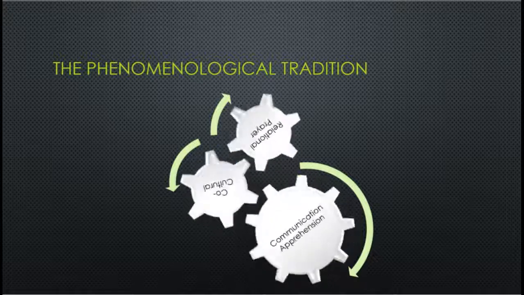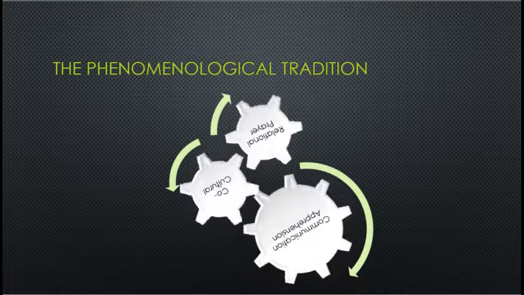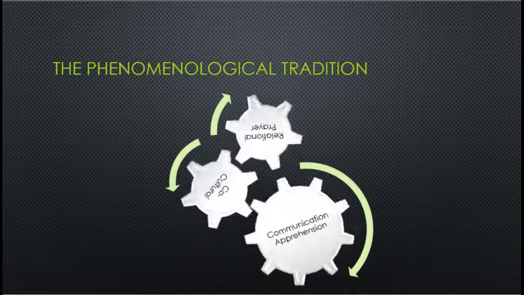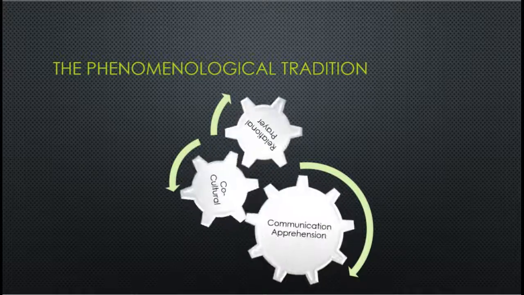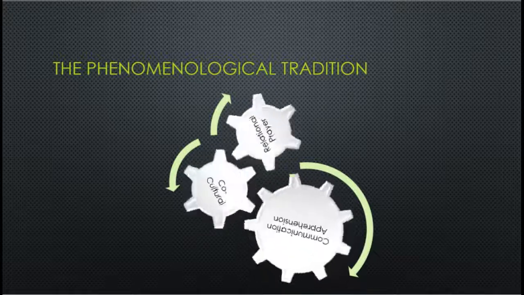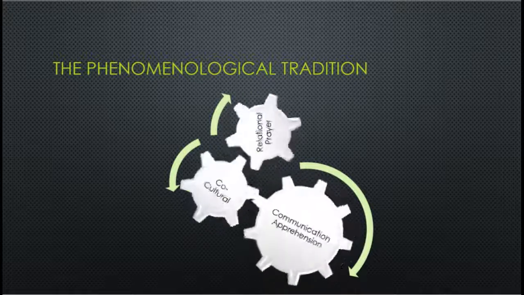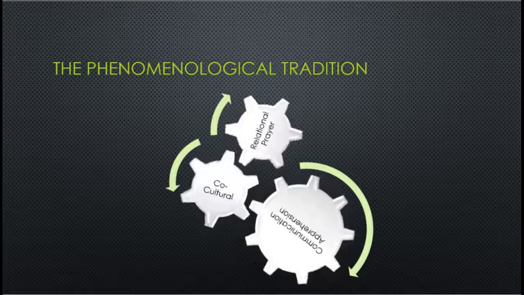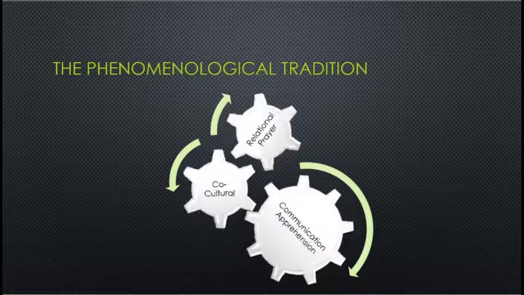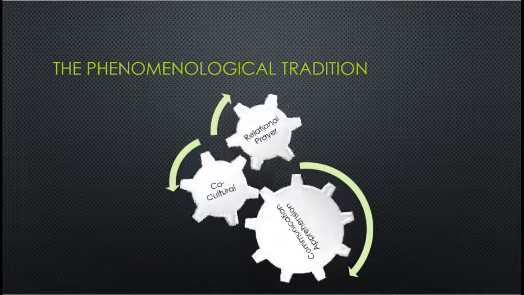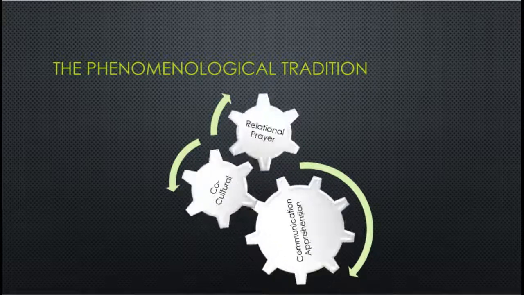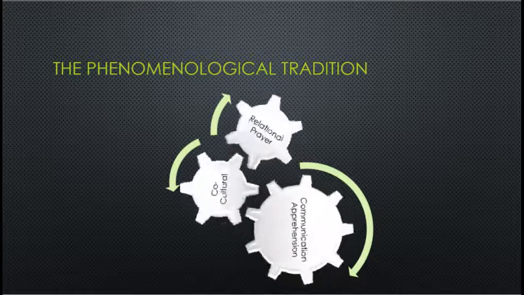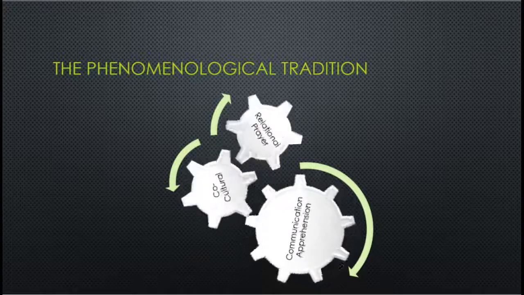Co-cultural is the second theory, and it regards communicative interactions with different demographics, particularly underrepresented cultural groups. These are defined as co-cultural in that they are considered outside the dominant culture. Determining the nature of those conversations, analyzing them, and then seeking solutions to persuade and therefore make change are the goals of this theory. The last theory would be relational prayer as rhetoric.